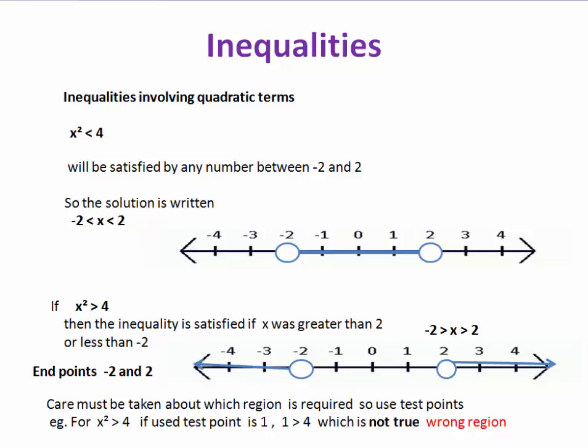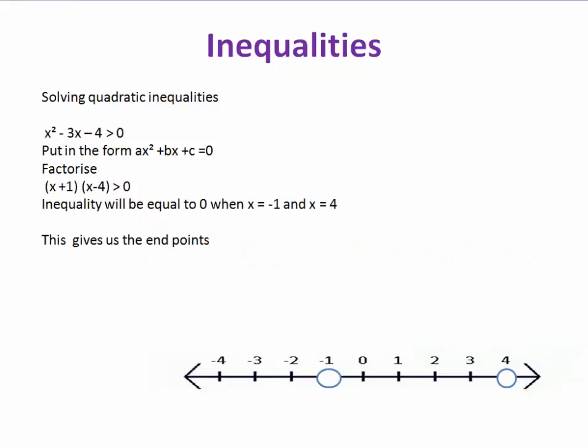So we're talking about these endpoints that are easy to get when we've got x squared is greater than 4. But what if we have a full quadratic? So we've got something in the form of ax squared plus bx plus c equals 0. So if we've got something like this as an inequality, then put it in this form, ax squared plus bx plus c. Factorize it. So we look for the factors of minus 4 which add or subtract to give us minus 3, and we get plus 1 and minus 4. So x plus 1 and x minus 4 are the factors. Inequality remains the same, it's greater than 0.